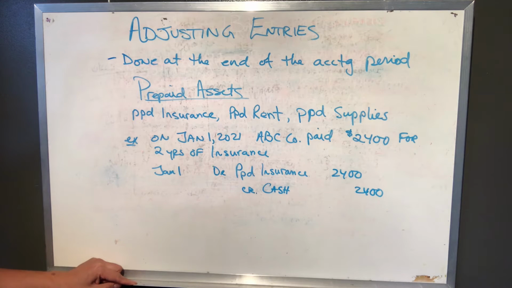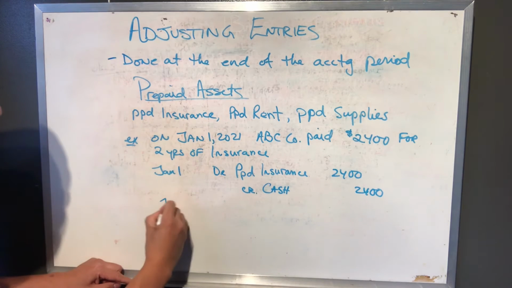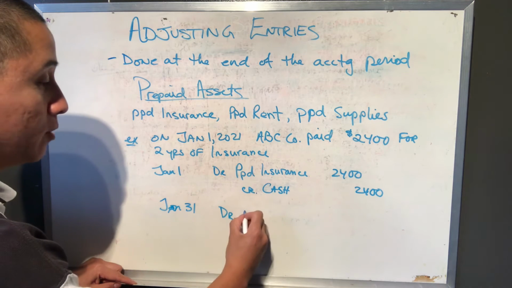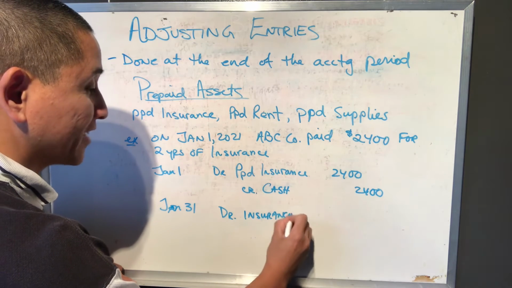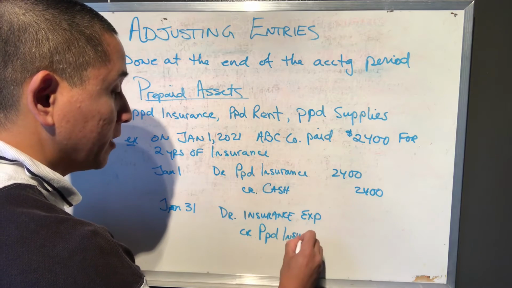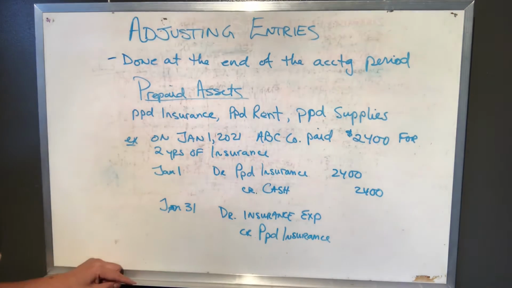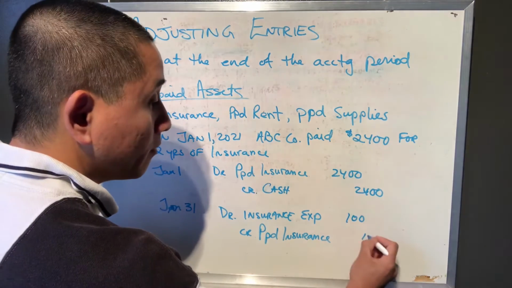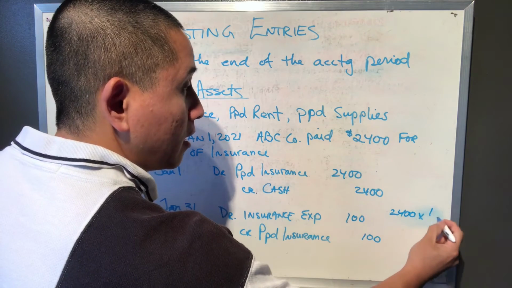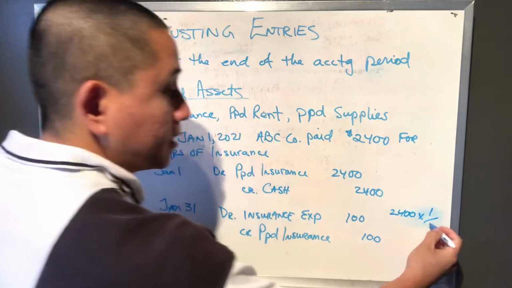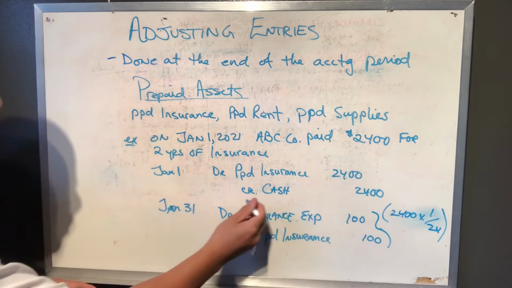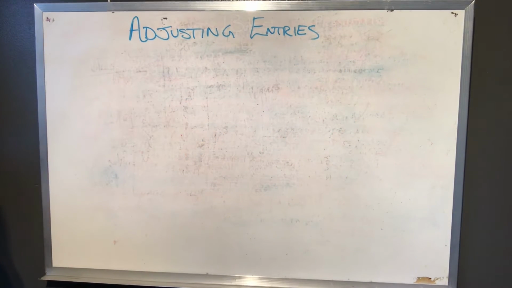Now, on January 31st, 1 month's worth of coverage is used. So on January 31st, we would debit what we had used, which is insurance expense. It becomes an expense now, and we credit the asset account, which is prepaid insurance, because it is now used. The amount would be $100. How do we arrive at such an amount? It's 2,400 divided by the 24 months of 2 years. That's how we arrive at these dollar values. And of course, underneath you'd have an explanation for both. Let's run through another example.